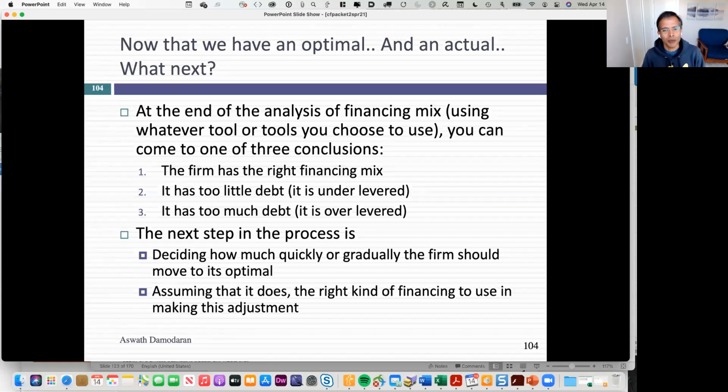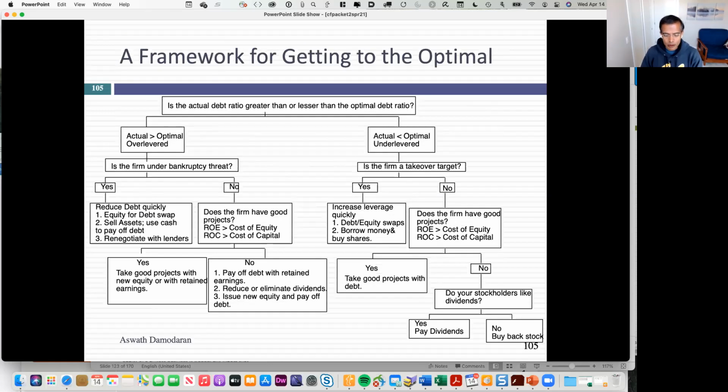And you can say, what do you mean, how am I? I'm going to give you different pathways of moving to the optimal. Which one is right for you will depend on your company. So let's start with the first question. You do your assessment. Is the actual debt ratio greater or lesser? If it's close, then you're obviously not even in this flow chart. Let's assume you have the better problem. You're under-levered. You have too little debt.